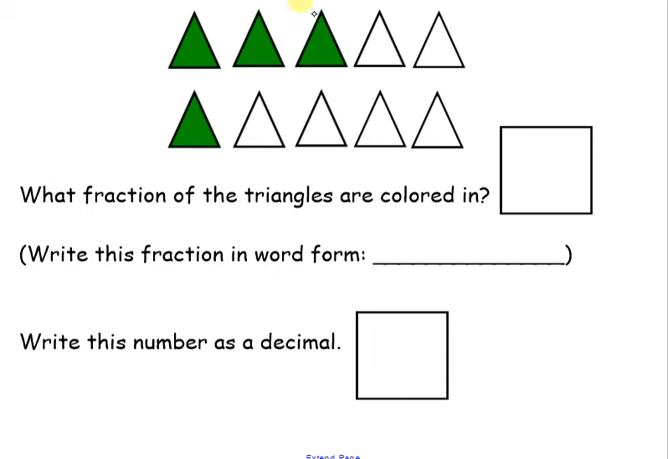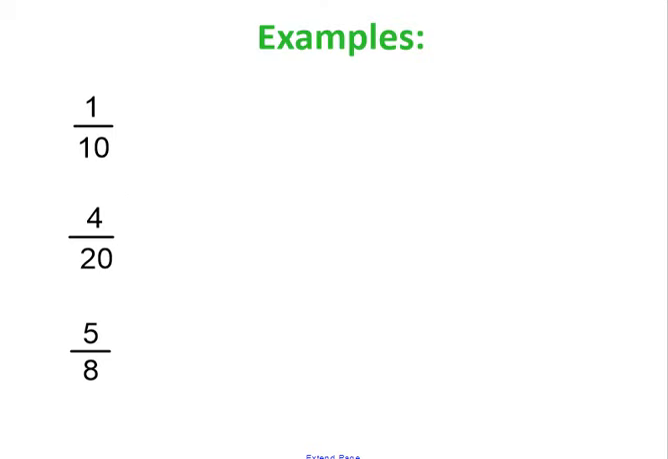Okay, let's take a look at a different example. What fraction of the triangles are colored in? 1, 2, 3, 4 out of 10. Okay, write this in word form. 4/10. And then how do we write that as a decimal? 0.4. But let's get into some slightly more complicated situations where that won't always work.